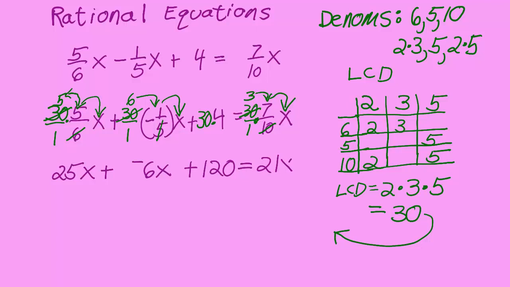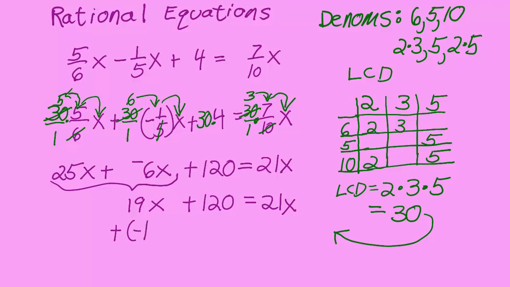All of our fractions are gone, and now we just have a normal equation to solve. On the left, I combine my variable terms together. 25x plus negative 6x is 19x. Plus 120 equals 21x. Now I move my 19x over to the other side to be with the 21x. I do this by adding the opposite of 19x to both sides.